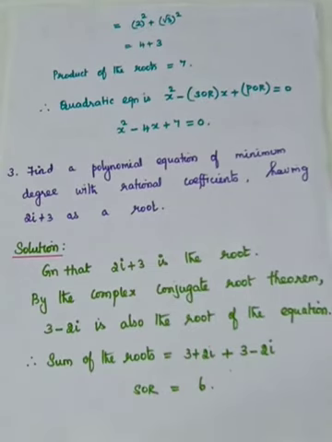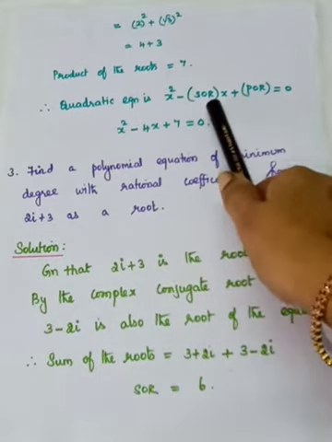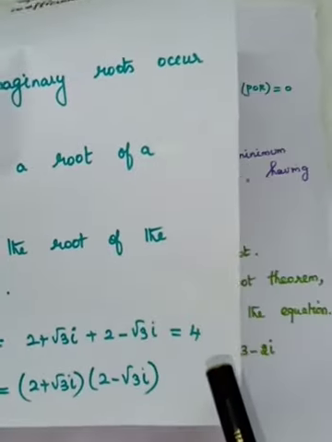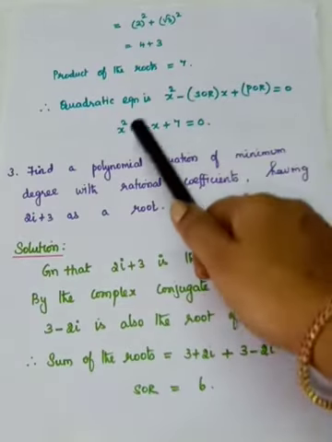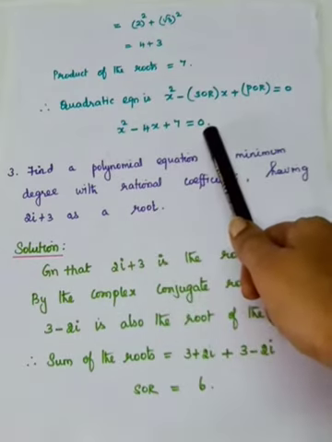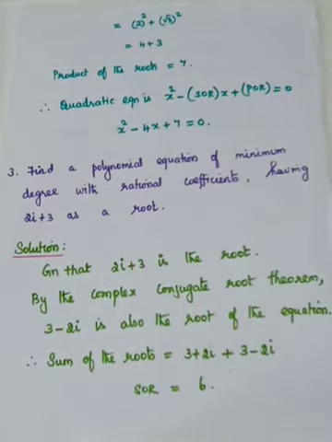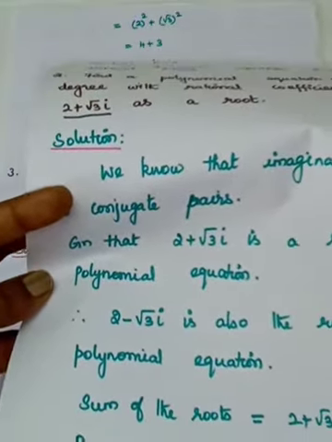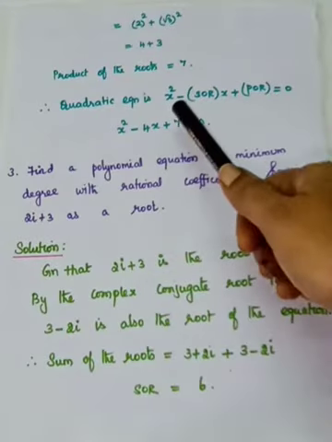So how to write the quadratic equation? x squared minus (alpha plus beta, that is the sum of the roots) into x plus the product of the roots is equal to 0. So what is the sum of the roots we have found? It is 4 here. The sum of the roots is equal to 4 and the product of the roots is 7. So x squared minus 4x plus 7 is equal to 0. So we formed a polynomial equation with minimum degree 2, that is a quadratic equation. What is given? One imaginary root is given. So using the complex conjugate root theorem we have found the quadratic equation.